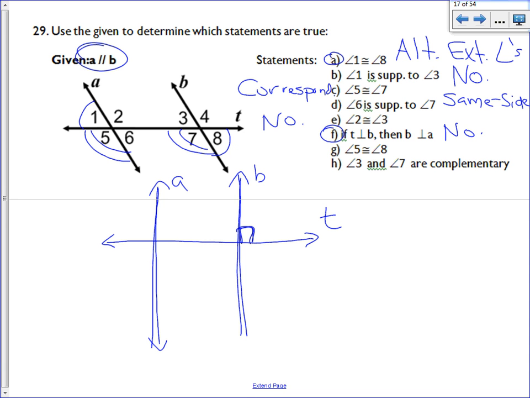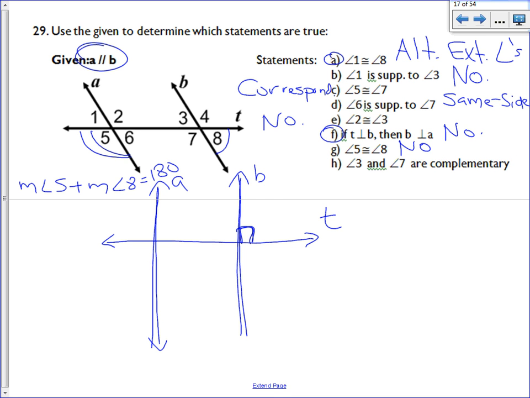All right, letter G. Angle 5 is congruent to angle 8. No. They do have a relationship, but it's not congruent. What's true about angle 5 and angle 8? Consecutive exterior angles. So they add up to give you 180 degrees. But they are absolutely not congruent.